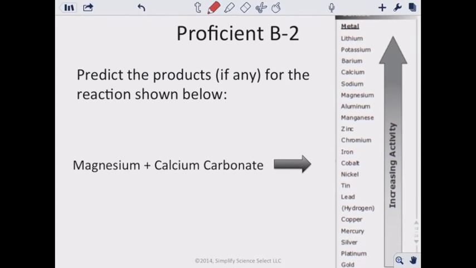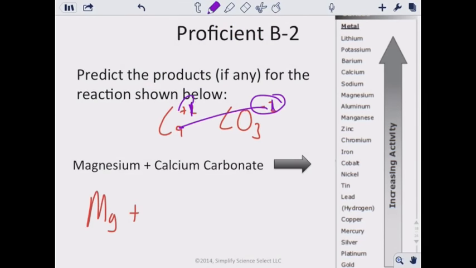Our next example, it says predict the products, if any, for the reactions below. So we have magnesium and calcium carbonate. Magnesium is just Mg plus calcium carbonate. Calcium is Ca. It has an oxidation number of +2. Carbonate is CO3 with a -2 charge. And since we know that it's a 2 and a 2, they can be reduced down to 1 and 1 and crisscrossed, and we get CaCO3. We really didn't need to do that to figure out if the reaction takes place, but it's good practice.